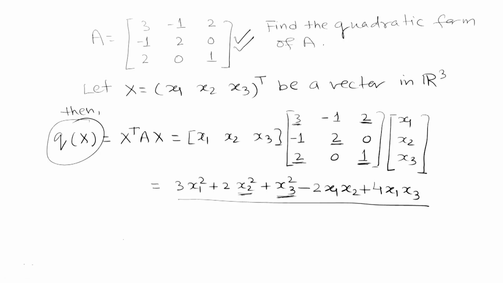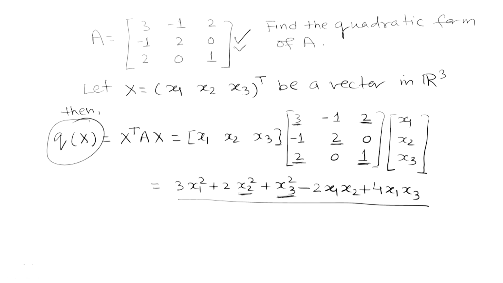If someone asks to check whether this quadratic form is positive definite, positive semi-definite, negative definite or negative semi-definite, what do you have to check? You just check this matrix A. If A is positive definite, the quadratic form is positive definite. If A is negative definite, the quadratic form is negative definite, and similarly for positive semi-definite and negative semi-definite.